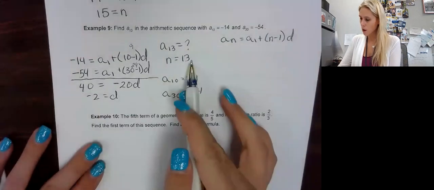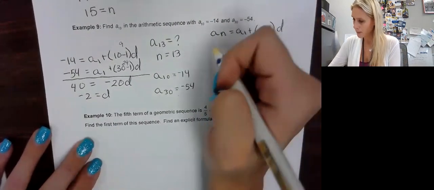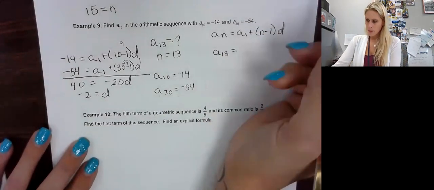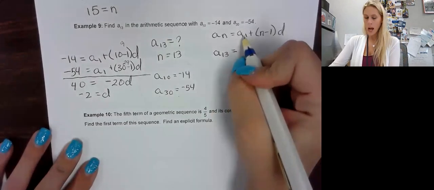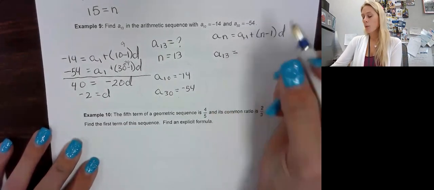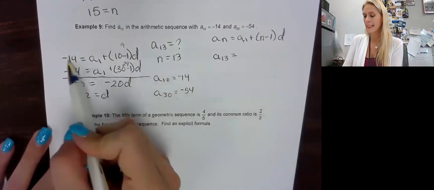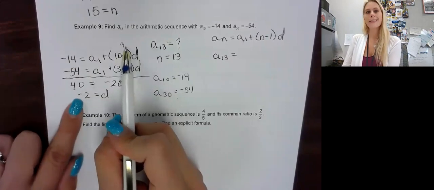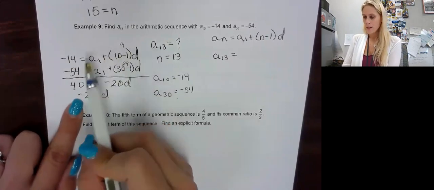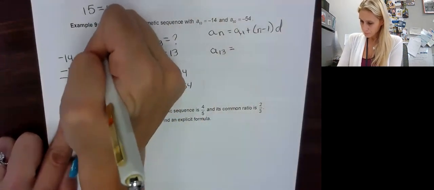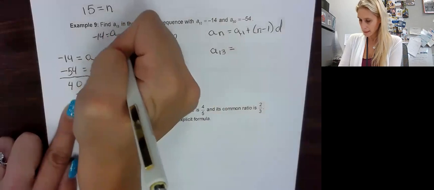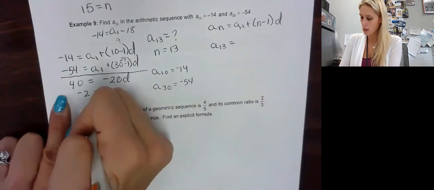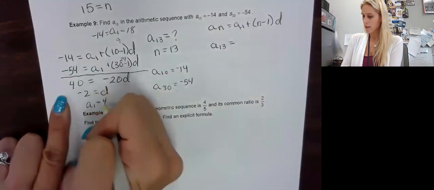All right. So what we now need to do is plug in. We are trying to find a subset 13. Okay, what we need is the first term, right? How could we find the first term? Can't we find the first term just by plugging in d to one of these equations? So 9 times negative 2 is negative 18. Negative 14 equals a subset 1 times negative 18. So a subset 1 equals 4.